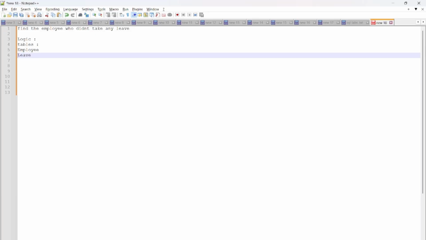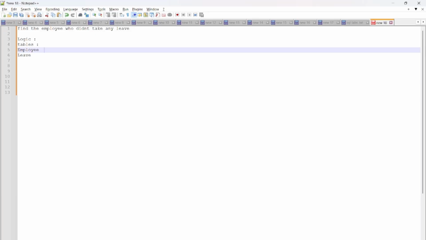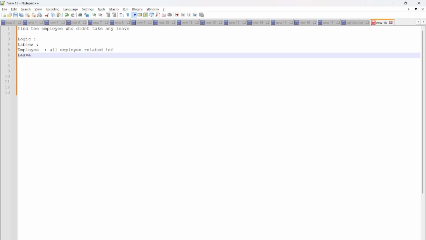What does the employee table contain? It contains all the employee related information, right? The leave table contains the employees who took leave, those details will be captured here. The employees who didn't take leave, those details will not be available here. So it contains leave details of the employees who take the leave.